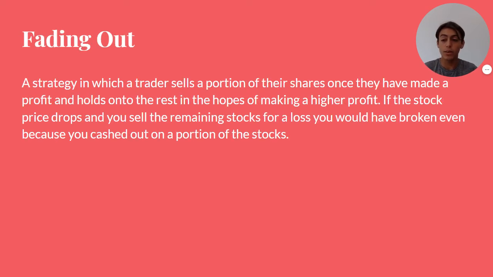Fading out is a classic strategy in which a trader sells a portion of their shares once they have made a profit and holds on to the rest in hopes of making an even higher profit on the remaining shares. If suddenly the price drops and you sell the remaining stocks for a loss, you would have at least broken even because you cashed out on a portion of your stocks earlier.